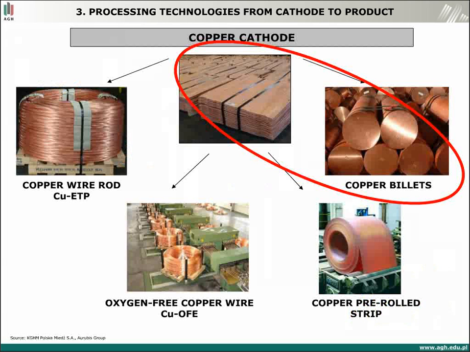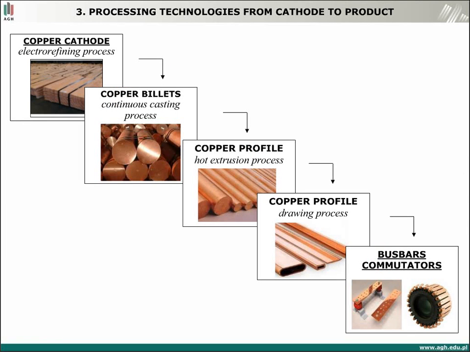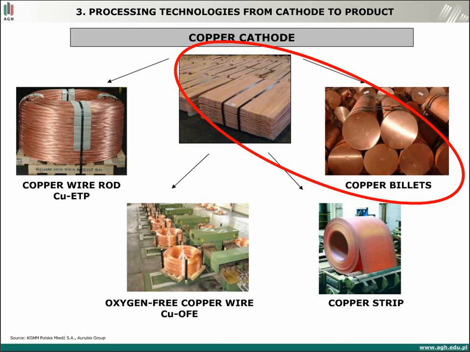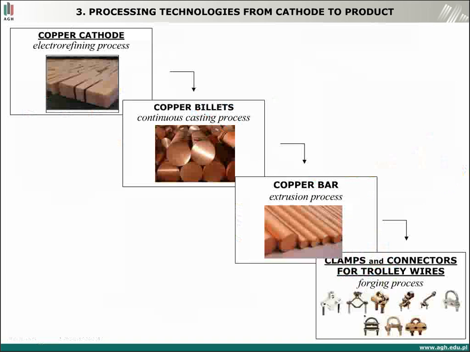And the last semi-finished product which I'd like to discuss today are the direct chill casting copper and copper alloy billets. Billets are intended for the extrusion process. The extruded bar can be subjected to different following technological steps, like drawing, which you can see on the slide, or forging, as you can see on the next one. For some, forged connectors can be made from extruded profiles.